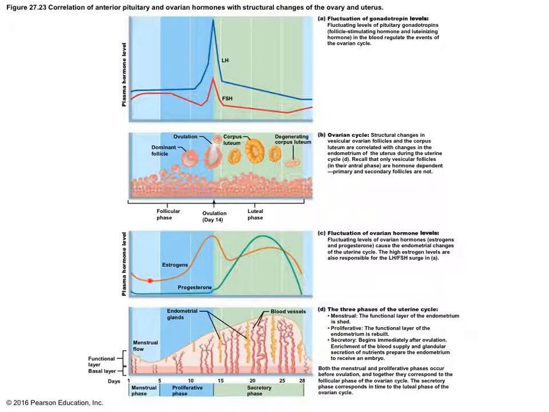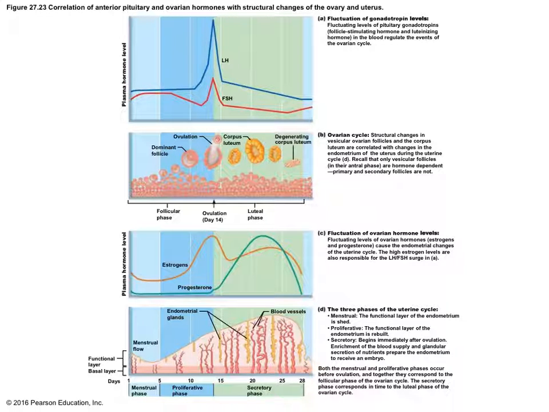Alright, so rising levels of ovarian estrogens is going to lead to a decrease in follicle stimulating hormone. There's a negative feedback on the hypothalamus and pituitary due to the estrogen levels. That leads to the development of the one dominant follicle, which is going to ovulate in the middle of the ovarian cycle.